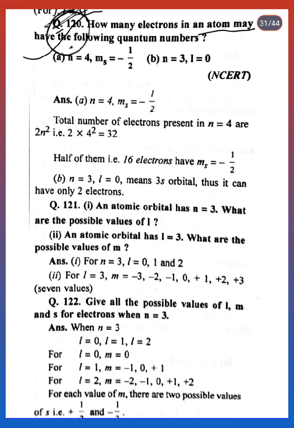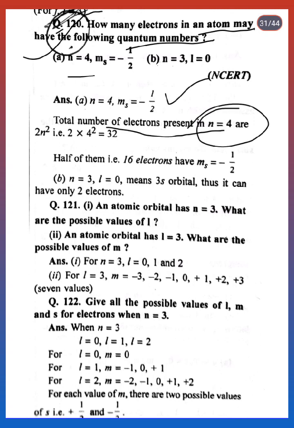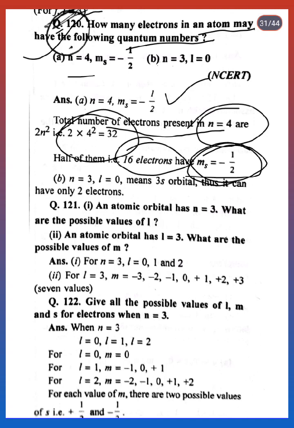We have the following quantum number. If n value is 4 and ms is -1/2, what is the total number of electrons present in n equal to 4? First we will find the total number of electrons. The 2n² formula will give 32. So half of them, that is 16 electrons, have the ms -1/2 value. So 16 electrons will have negative orientation, meaning anticlockwise direction, and the other 16 will have clockwise direction.